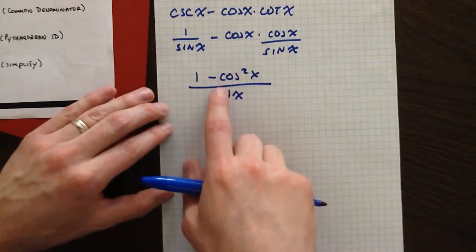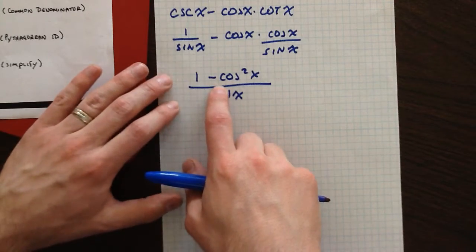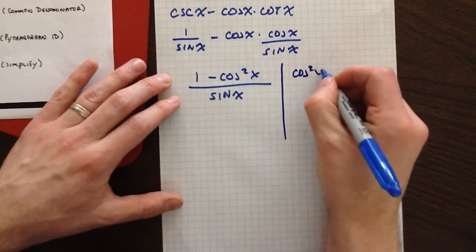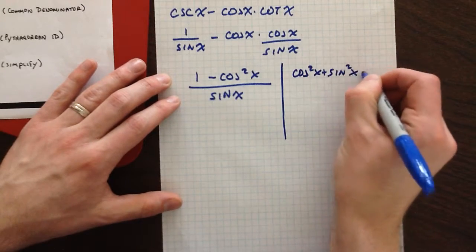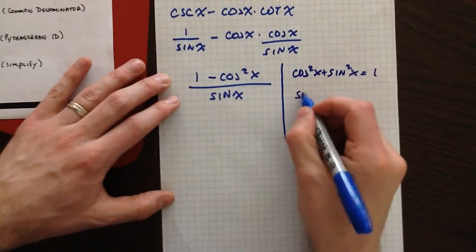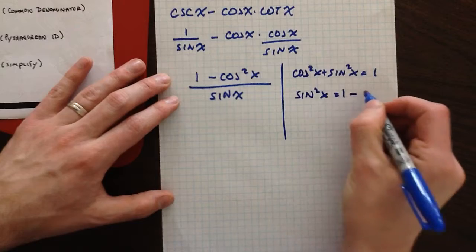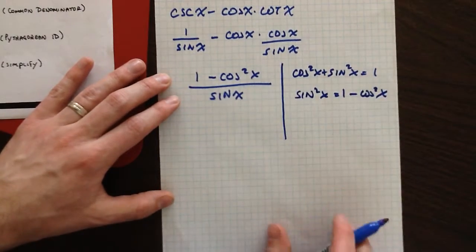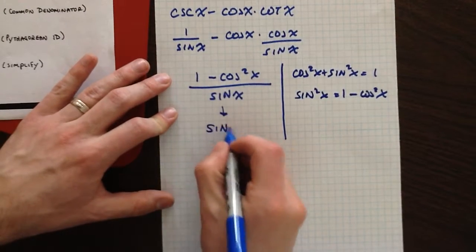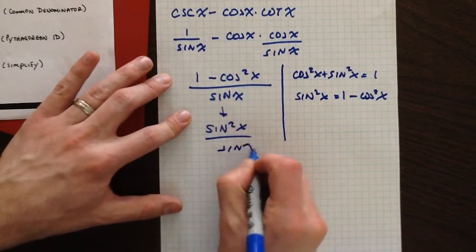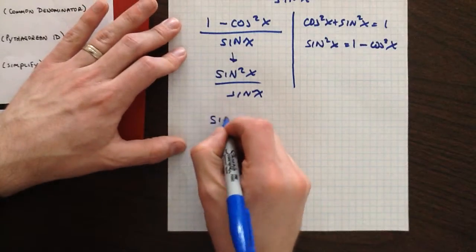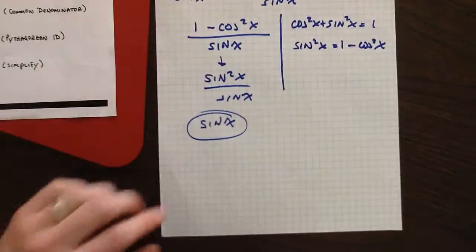What's 1 minus cosine squared? Well, cosine squared plus sine squared is 1. Oh, so it's sine squared. So we've got sine squared equals 1 minus cosine squared. So by manipulating something that we already know, this is just sine squared over sine. Oh, easy peasy. We've got sine of x. And we're set.